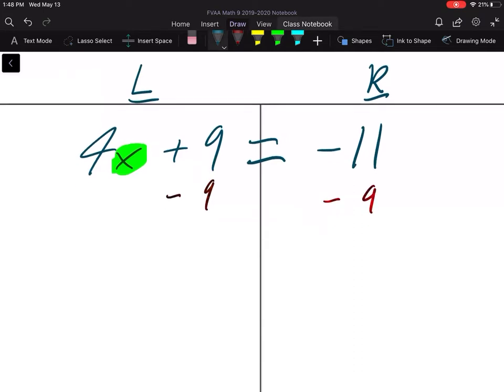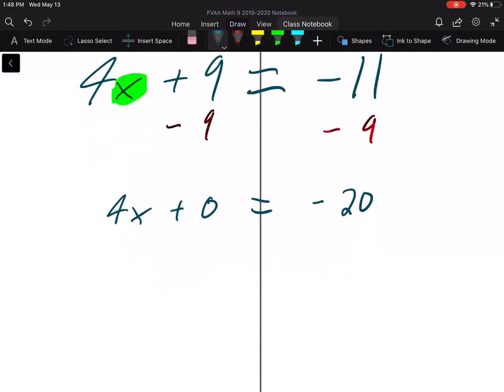That gives me, and here I'm going to do an extra step you don't have to do, but I just wanted to show you guys why the opposite operation works as it does. Why can we cancel things out when we do opposite operations? Because here I end up with 4x plus 0, right? That's what happens when I subtract 9 from 9. I end up with 0, okay? And on this side, I end up with negative 20.